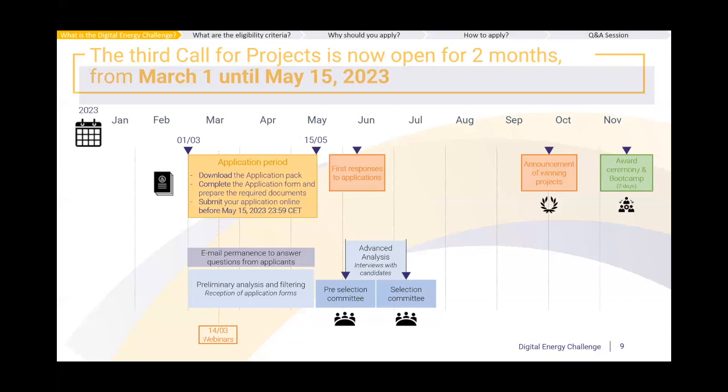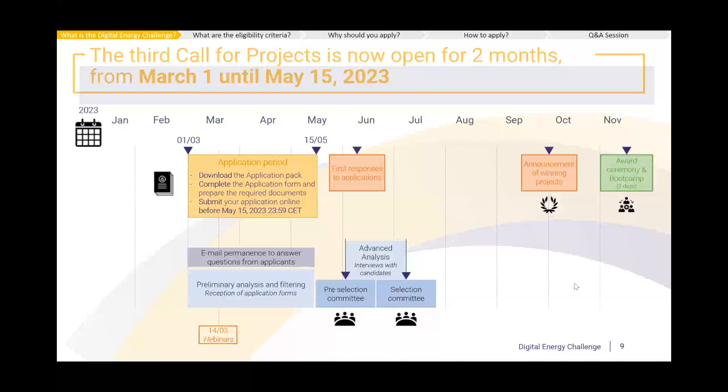The process is that you have to download an application pack online on the website of the AFD. In this application pack, you will find an application form that you have to fill, and you will also find the rules documents of the challenge with a lot of details about the themes, the eligibility criteria, and the whole process of that challenge. So then when you have downloaded that application pack, you will have to complete the application form and to prepare some required documents when needed.